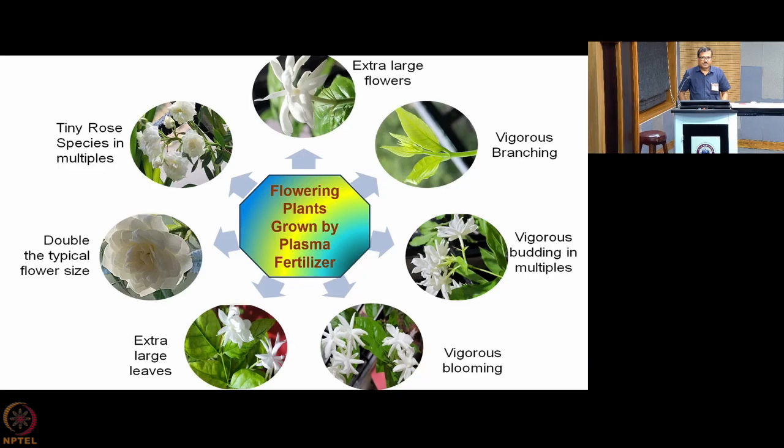So this is one where various flowering plants are grown using this plasma, and you can see extra large flowers, vigorous branching, then growing in multiple plants, then the size double the typical size that has been shown here, then extra large leaves, you can see the leaves.